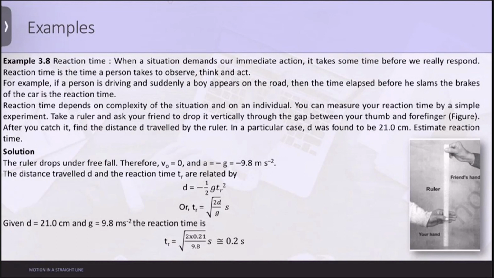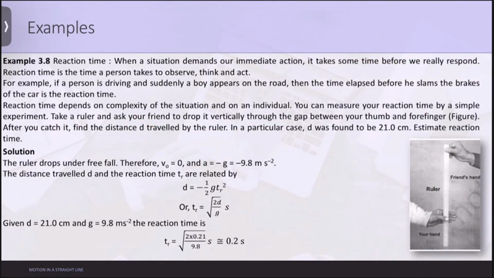Take a ruler and ask your friend to drop it vertically through a gap between your thumb and forefinger. You keep a small support and ask your friend to drop it from this location. Quite evident, there is no force acting on it other than gravity. This is also a case of free fall only. After you catch it, find the distance d traveled by the ruler. If we take this as the starting location, the ruler would have gone down some distance. So let us try to calculate the distance d.